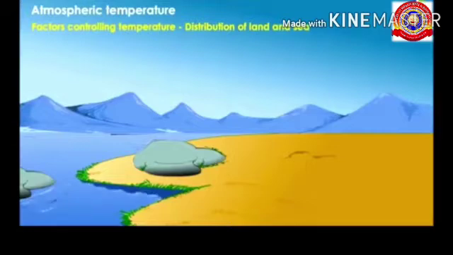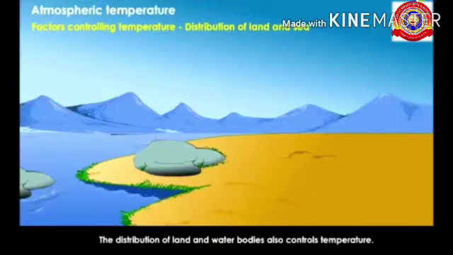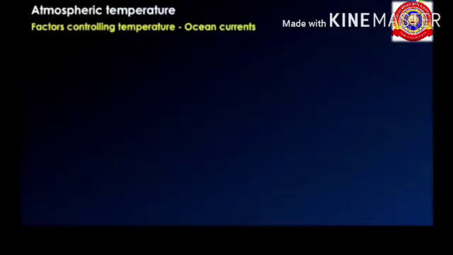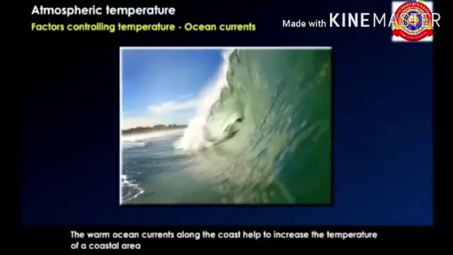Distribution of land and sea. The distribution of land and water bodies also controls temperature. During the daytime, the earth gets heated quicker than the seawater, and during night, the land releases heat more quickly than the seawater.